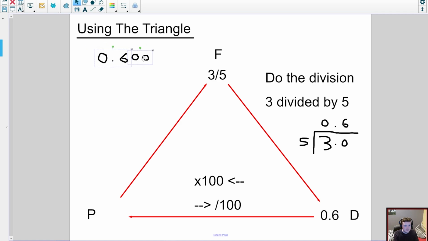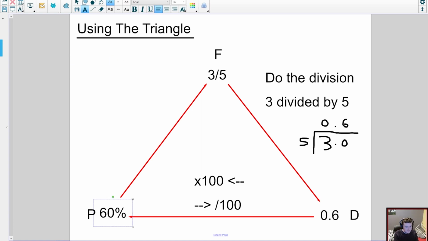So what we do is we don't move the dot, but we have to imagine all of our numbers are bolted together. And so I'm going to move it to the left once, move it to the left twice. And what I get is 60.0. We don't need the 0.0 at the end. And so what we actually have is the number 60. And our percentage is 60.